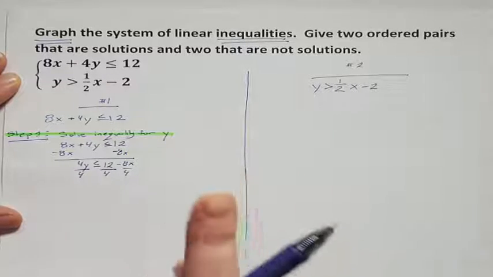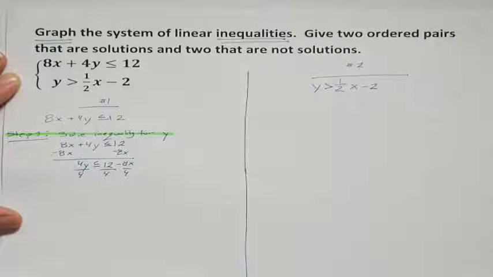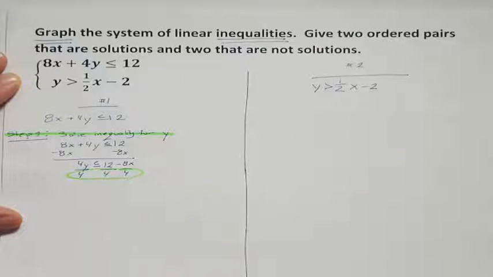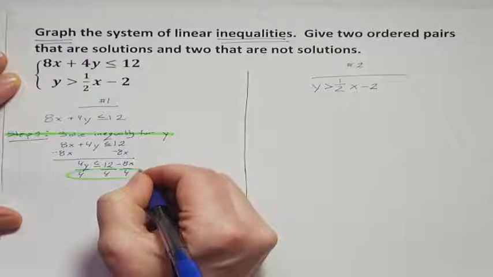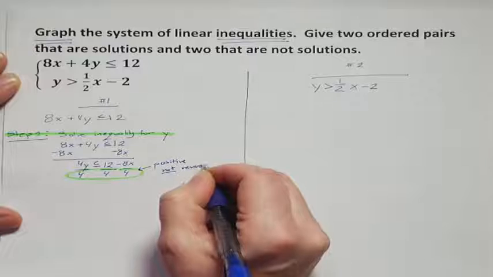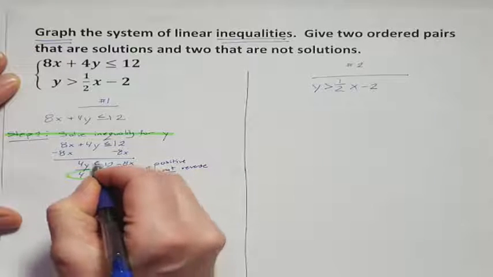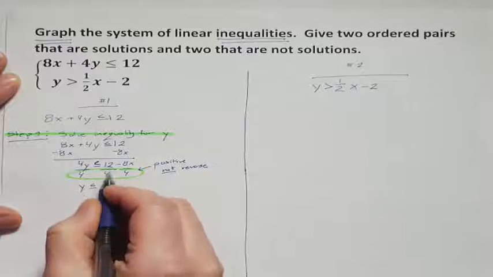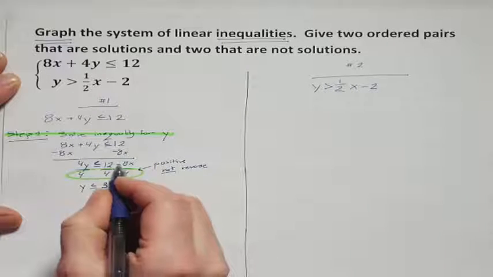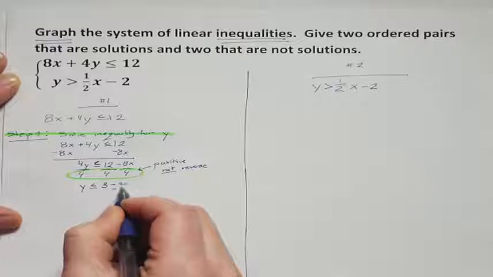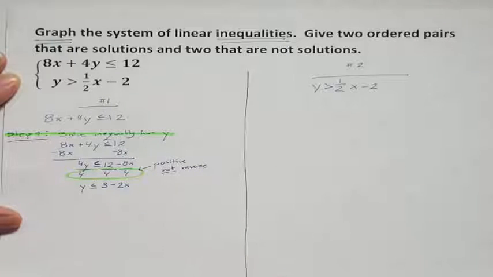Now stop and wait. We divided. The minute you divide, you need to look at what you divided by. It's a positive. Since this is a positive, we do not reverse. So my symbol stays looking the same. 4 divided by 4 is 1, so I'm left with just 1y. 12 divided by 4 is 3. A negative divided by a positive is a negative. 8 divided by 4 is 2, and that was the number stuck to x.